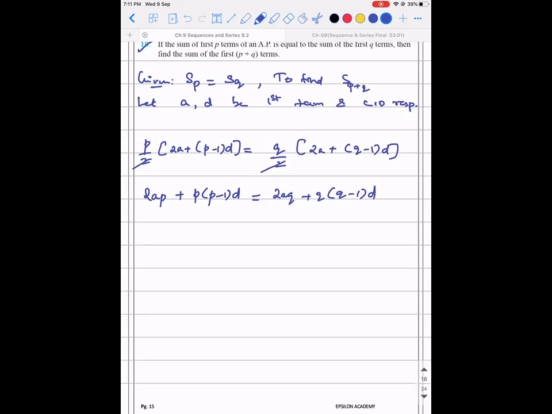Okay, how to find a in terms of d? Bring 2ap and 2aq to the same side. Yes, it is 2a into (p minus q) will be equal to d into (q square minus q minus p square plus p). Did you understand what I did?